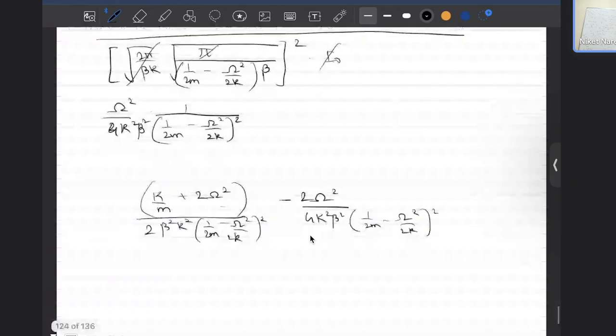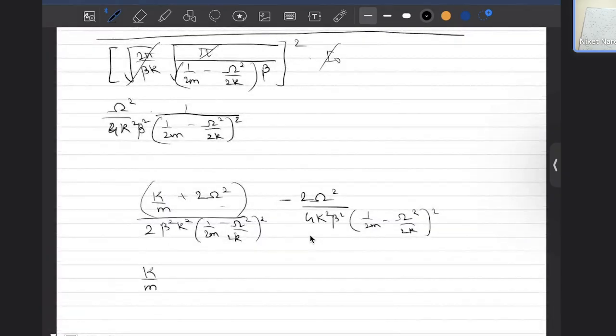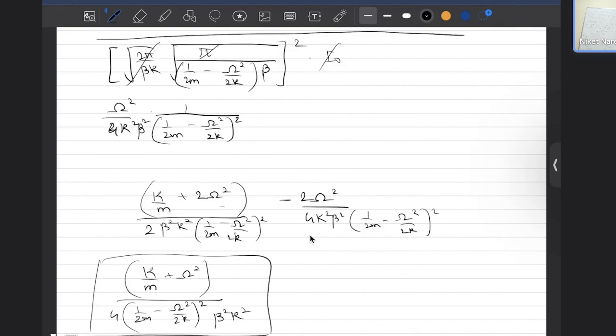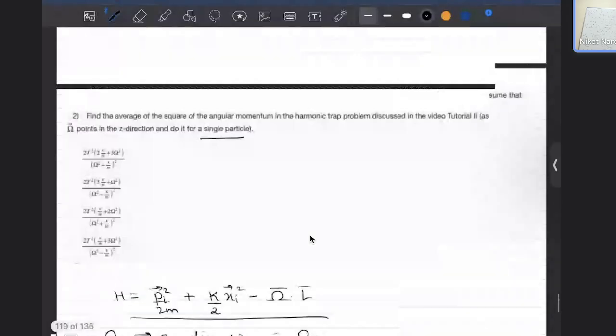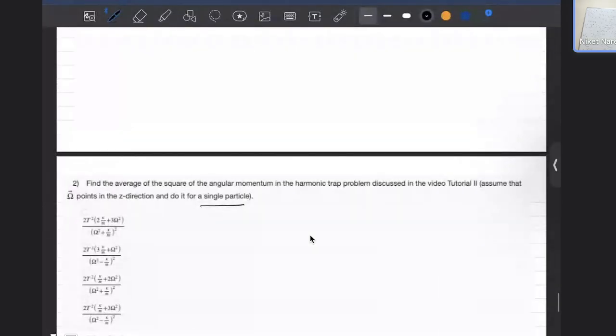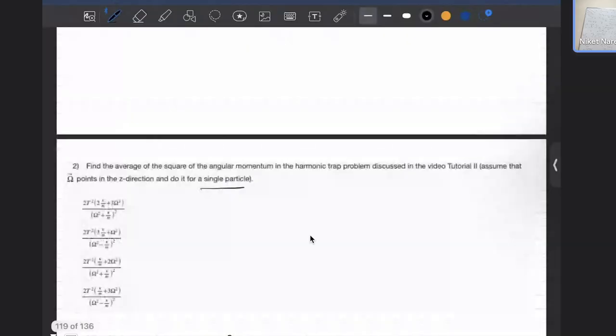So basically what I am getting as my answer is kappa by m plus omega square divided by 1 by 2m minus omega square by 2 kappa, the whole square. And here of course we have 4 beta square kappa square. This is my final answer that I'm getting. Hopefully I have not done any computational errors, but apparently none of the answers are matching here.